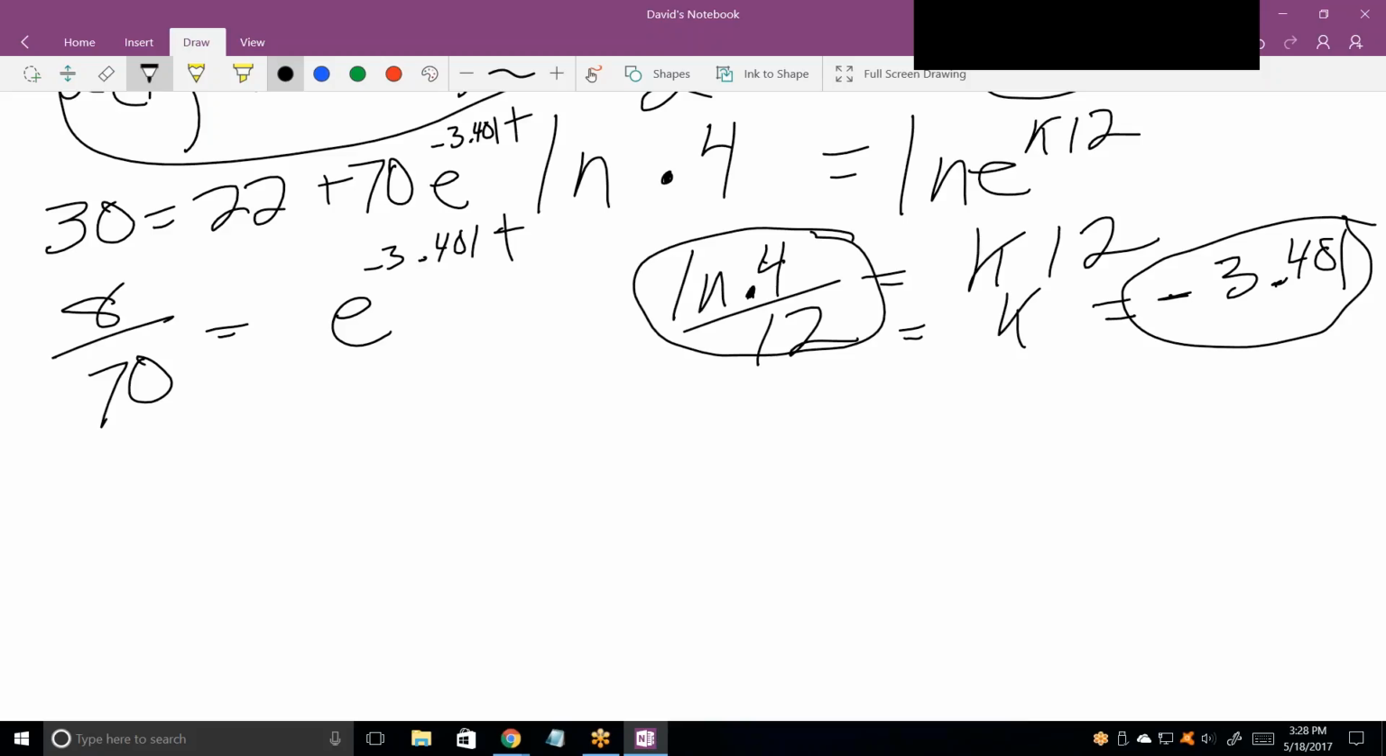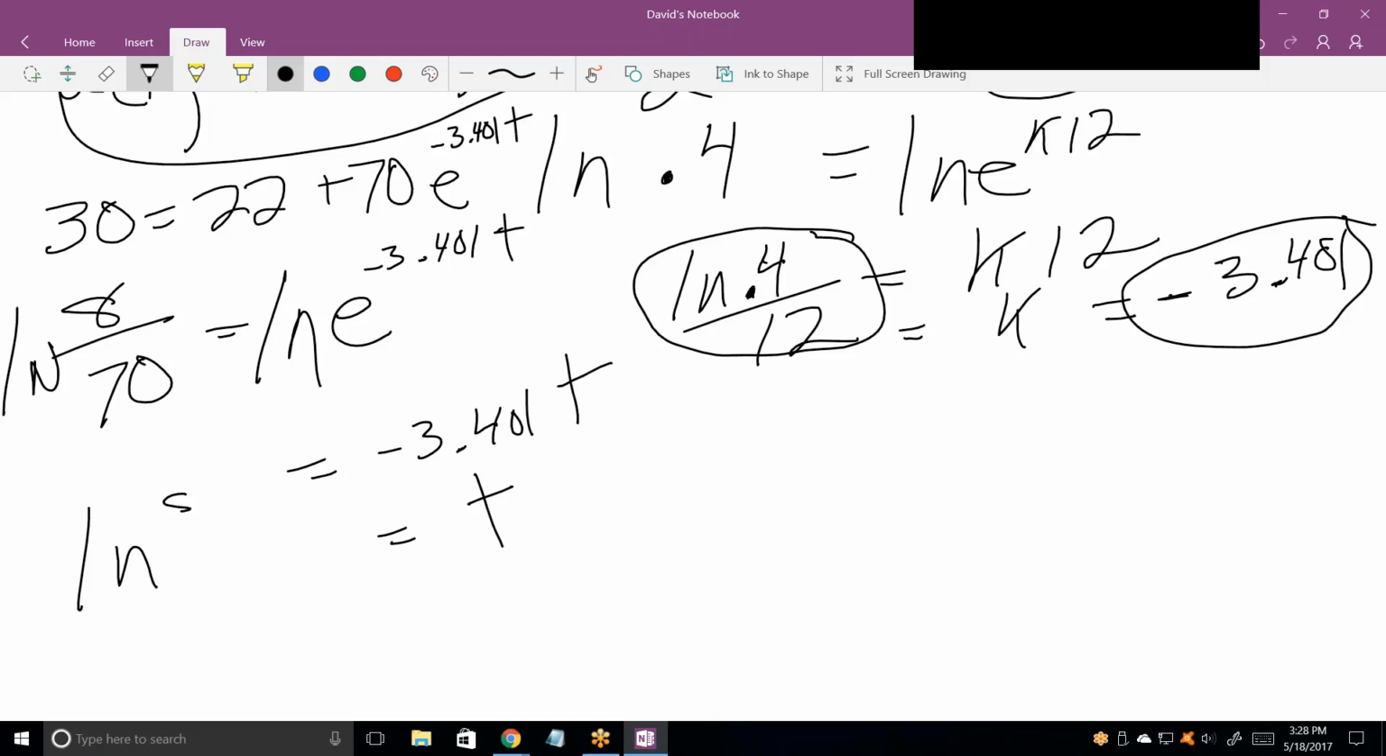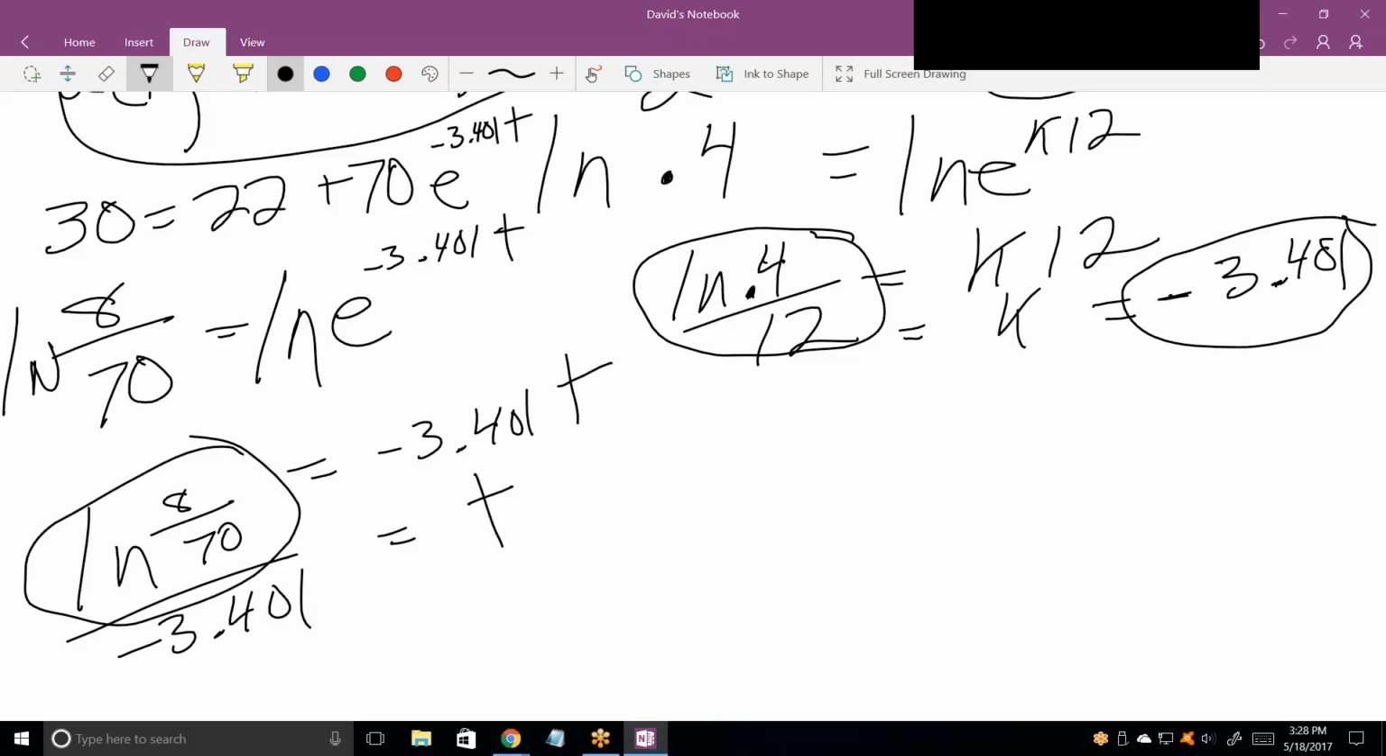And now again, I want to take the natural log of that. 8 divided by 70, right? When I take the natural log of the left side, I get that. I take the natural log of the right side, I get this. So t is going to be the natural log of 8 divided by 70, all divided by minus 3.401. That's a negative number. The logs of numbers less than 1 are always negative. Divided by a negative number, so time is positive, and that's what we want.